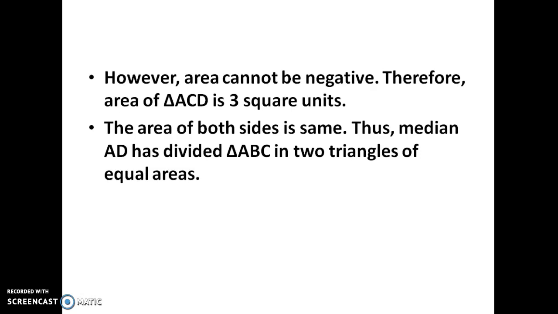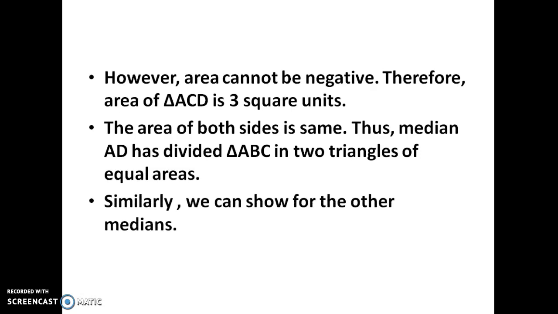Thus, median AD divides triangle ABC into two triangles of equal areas. That's the proof. Similarly, we can show it for the other medians. One median is AD. For the other medians, you take the midpoint of any other side and join it to the opposite vertex. So here we have proved one median. That's the proof. That's all for this video. Thank you, children.